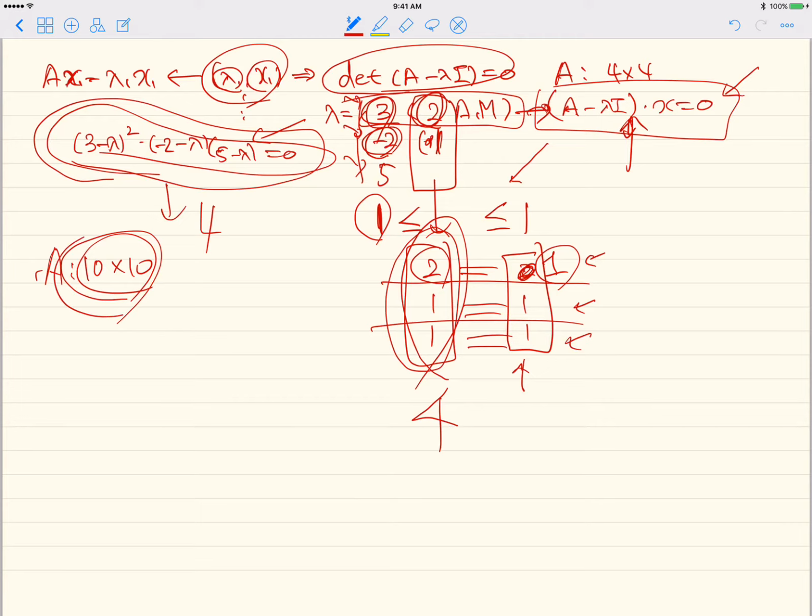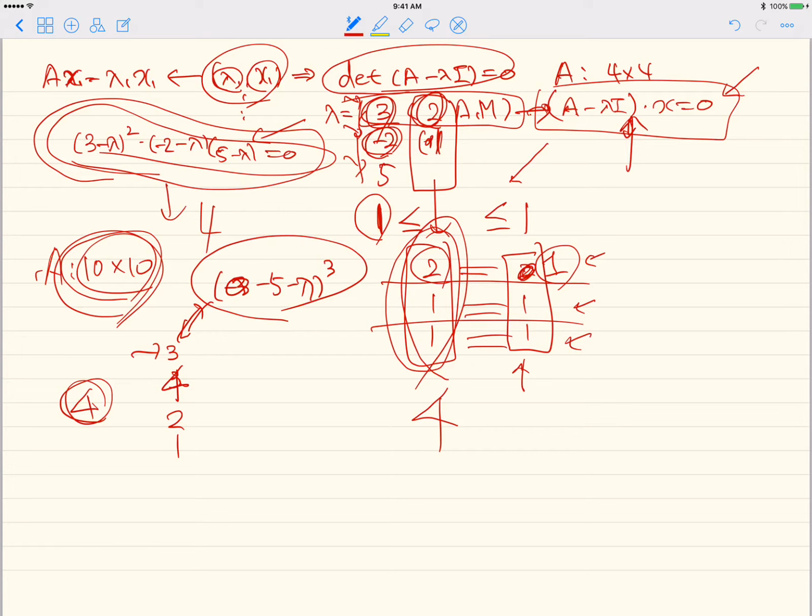Okay. So in the case of 10 by 10, suppose we have 4 distinct eigenvalues or 4 distinct roots, but considering their algebraic multiplicity, it was something like this: 3, 4, 2, 1. So in that case, does it sum up to 10, right? It is something like this: minus 5 minus lambda to the power of 3. So it's coming from here, okay? But anyways, this is the algebraic multiplicity.